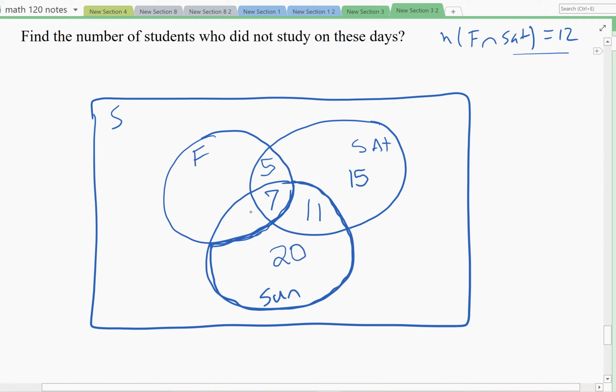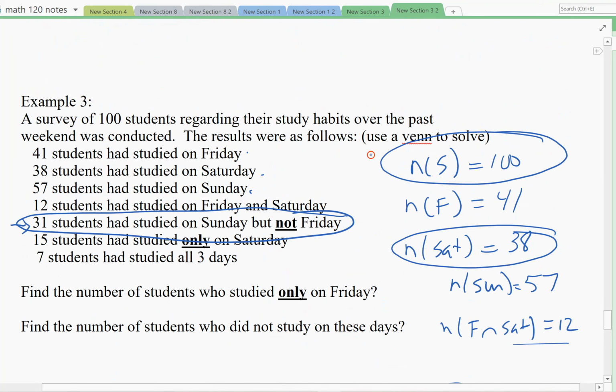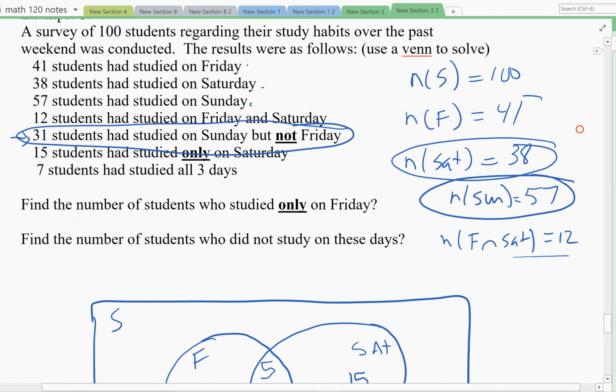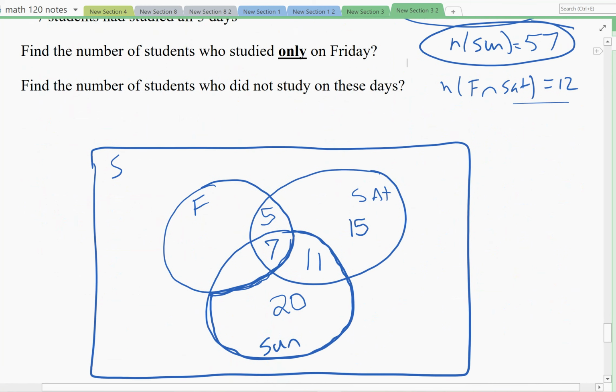All right, now I'm almost finished the Sunday circle, so I go figure out, well, how many were in the Sunday study? Here's Sunday. All right, 57 studied on Sunday, so I take my 57, subtract 11, 7, and 20. So 57 minus 31 is going to leave me with 19. All right, 19 in that spot.